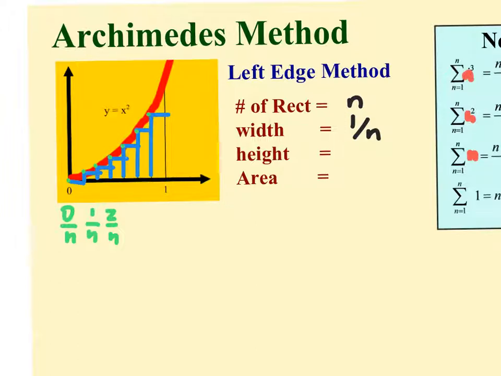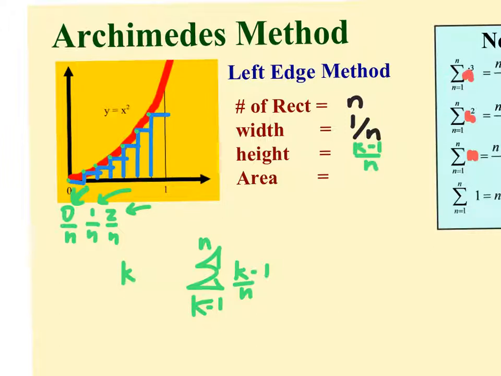So our height is going to be this value, some value k, or i, or whatever we decide it is. But it's actually not. If I took the sum from k equals 1 to n of k over n, well, it's really k minus 1, because that's why right edge is so much better: right edge will start at k equals 1. Here we're starting at k equals 0. So our heights are going to be k minus 1 over n. That's our x value, and then we plug it into the function. This is the function x squared. So those are our heights.